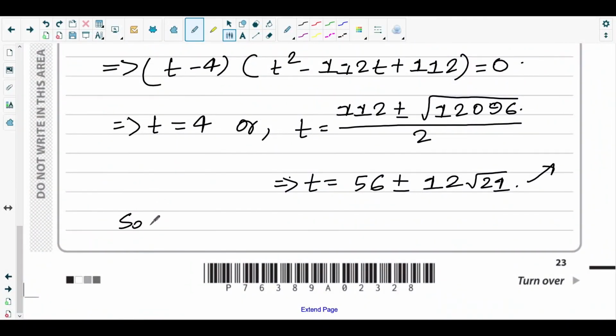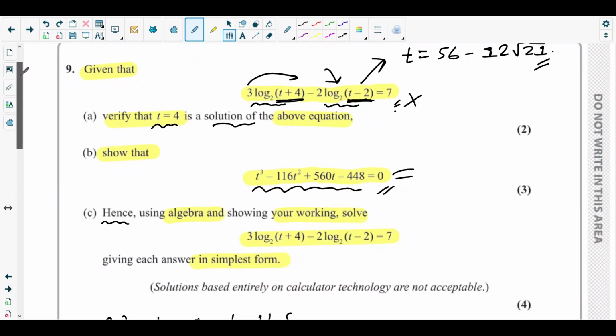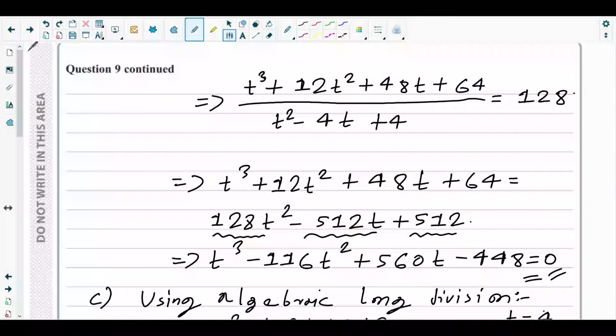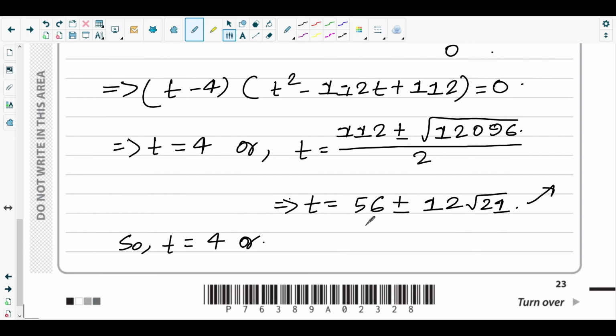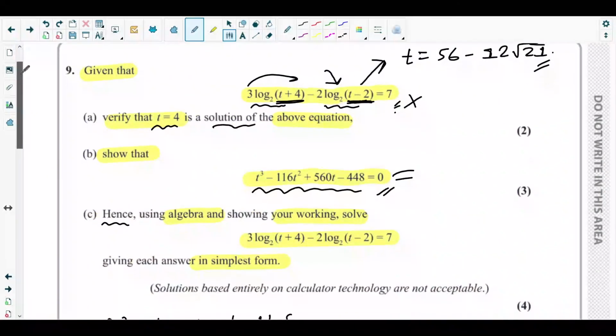So the final solution to the given logarithmic equation is t equals 4, or, okay, wait, another thing, just 4 minus 2. Okay, no, 4 is fine. 4 is fine. 56 plus 12 square root of 21 is also fine. So t equals 4 or t equals 56 plus 12 square root of 21. These are the two solutions to the given logarithmic equation. Fine.